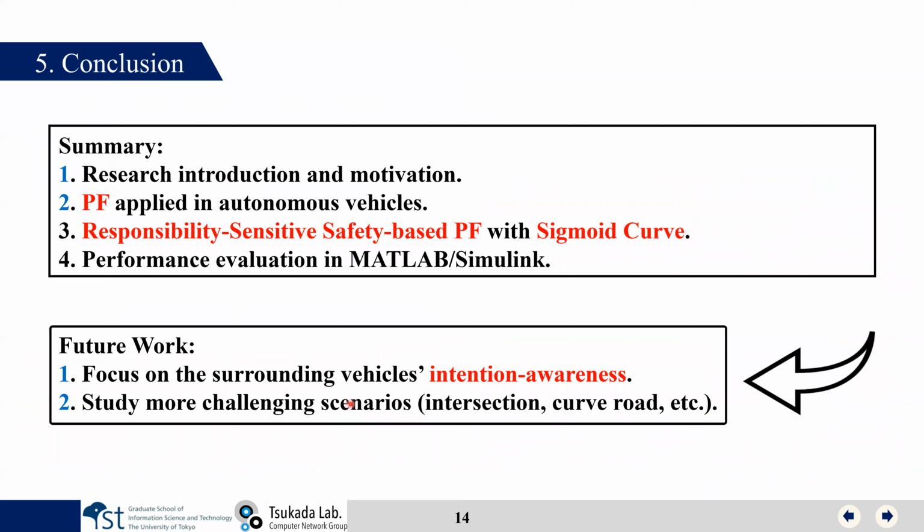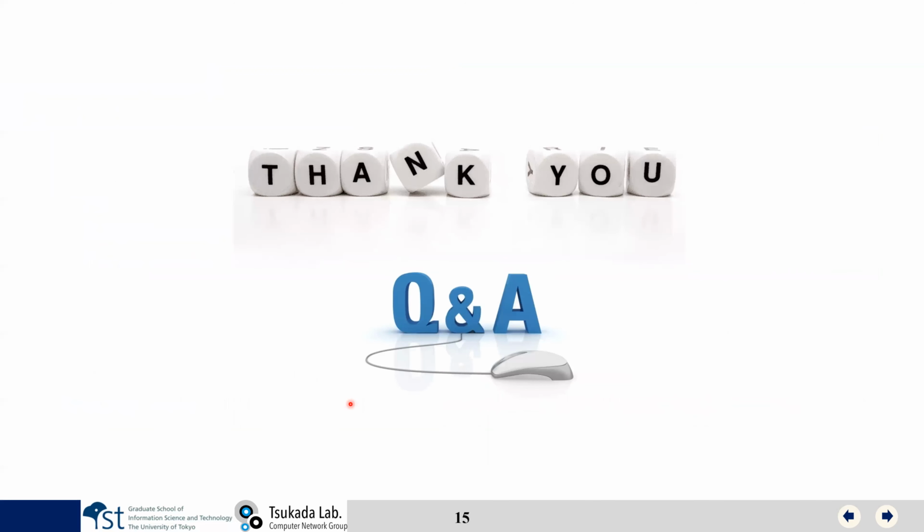And here we come to the conclusion. So in today's presentation, I introduced the research introduction and motivation, and I also introduced the current PF applied in AVs and how it combined with responsibility sensitive safety model and the sigmoid curve. And I also evaluated it in MATLAB Simulink. So future work will focus on the surrounding vehicles, intention awareness, and study more challenging scenarios like intersections, curve road, etc. So thank you very much.